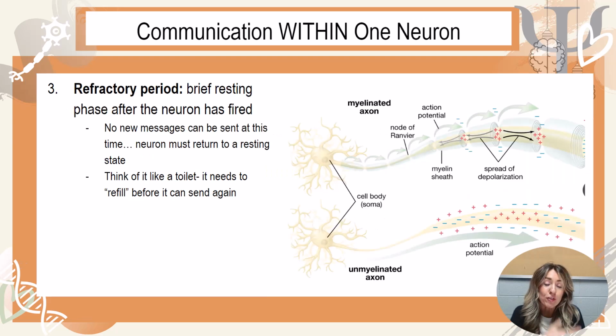After the message has left that section of the neuron and moved on, that part of the neuron goes through what we call a refractory period. This is like a resting period where the neuron has to reorganize itself, making sure the ions are all on the outside or inside, that the correct charge is there and ready to go before it can send again. While this is happening, no new messages can be sent. It's very quick, but the neuron needs to rest before it can send again.